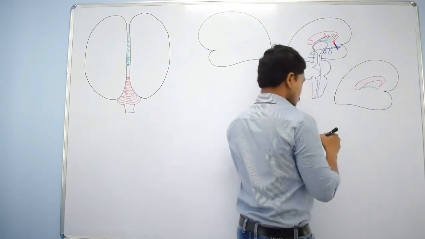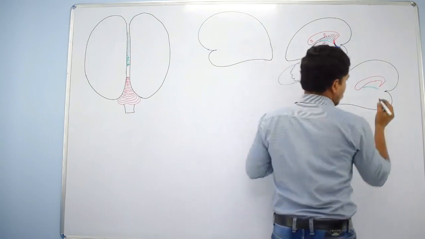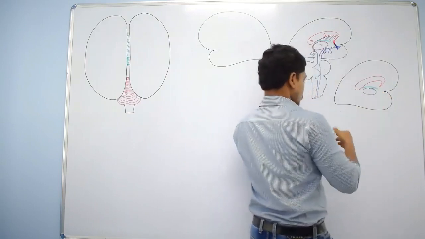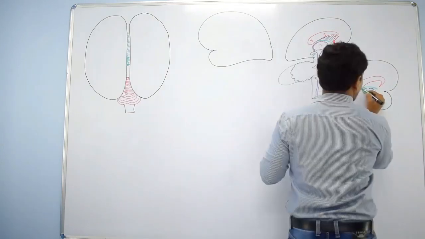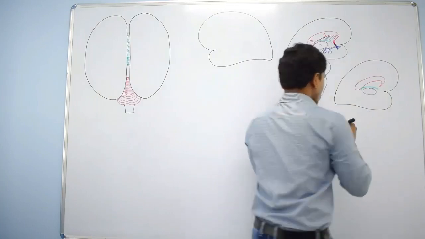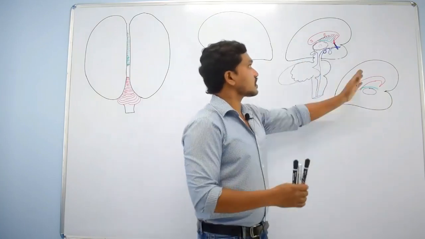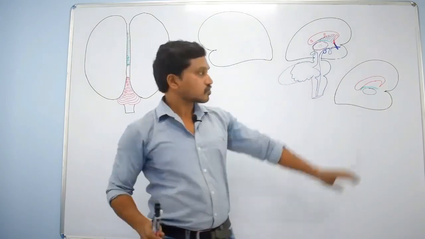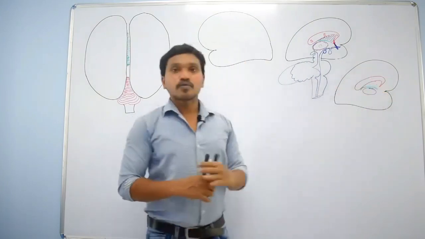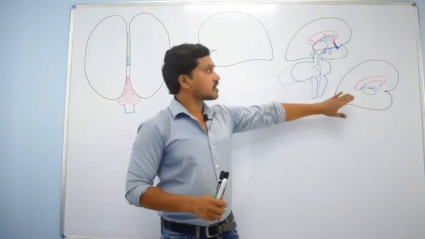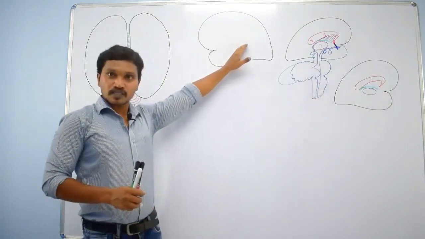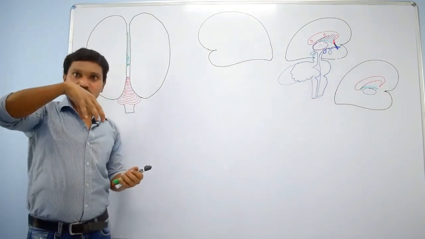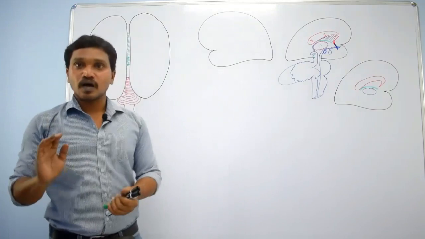This is fornix, and the thalamus must be here. This is thalamus. This is fornix, right? So these are the structures present in the medial surface. So here we completed drawing the medial surface, the superolateral surface, and the superolateral surface from the superior view, right? Then we will draw the inferior surface.